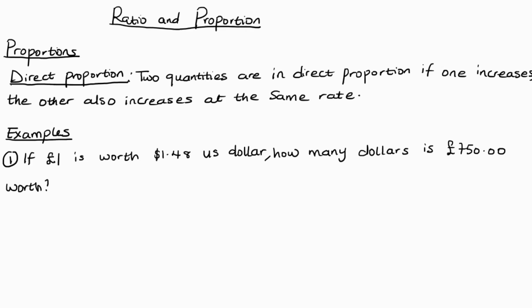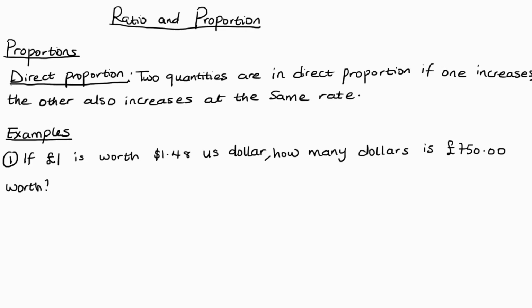Now direct proportion simply implies that if two quantities are in direct proportion, then if one increases, the other also increases at the same rate. If the first decreases, the second also decreases at the same rate. So in other words, two quantities are in direct proportion if their ratios always remain the same as the quantities increase or decrease. So that is what direct proportion is all about.